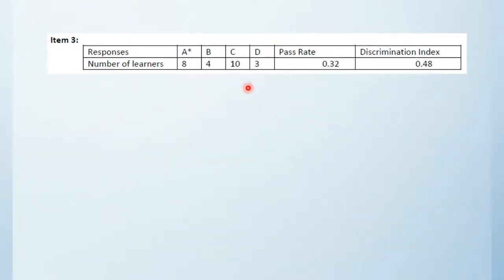All right, so now we're going to look at this one. Our correct answer is B. We see that a lot of people chose C, and then some people chose B and D. Our pass rate is the same as that item 2 question, but our discrimination index is 0.48.